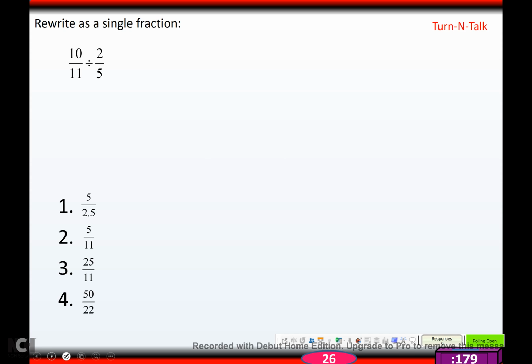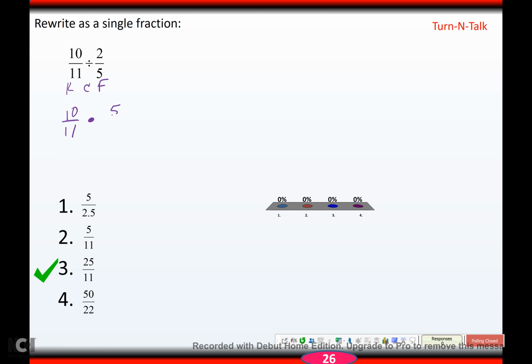That was weird. I didn't do any division. And hopefully you got 3. If you did not, remember your keep, change, flip. So I'm going to keep the 10 over 11. I'm going to change the times, and I'm going to flip the second one. And now it's back to multiplying. So straight across the top is 50. Straight across the bottom is 22. That answer isn't there because if you math enter this, it reduces down to 25/11. Okay?